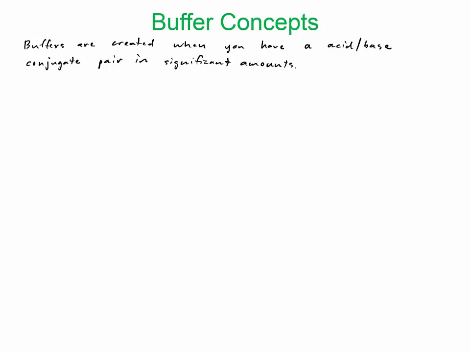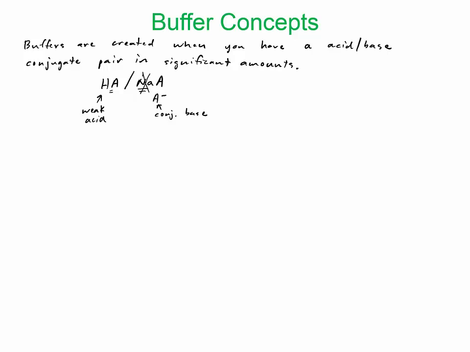This may sound familiar because this is actually the common ion effect. When you have an acid-base conjugate pair in significant amounts, you'll have HA, the weak acid, and something like NaA. The Na is a group one spectator, so it does basically nothing. Really what you have is A minus. So this is a weak acid, and this is its conjugate base.